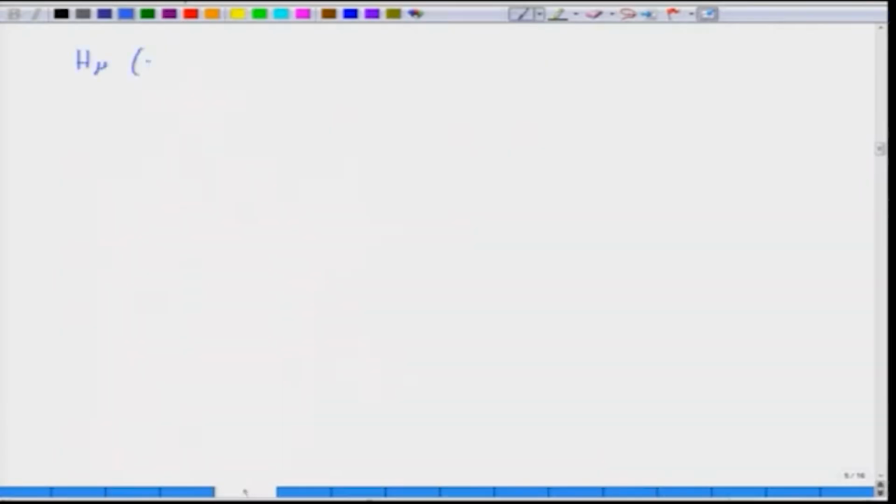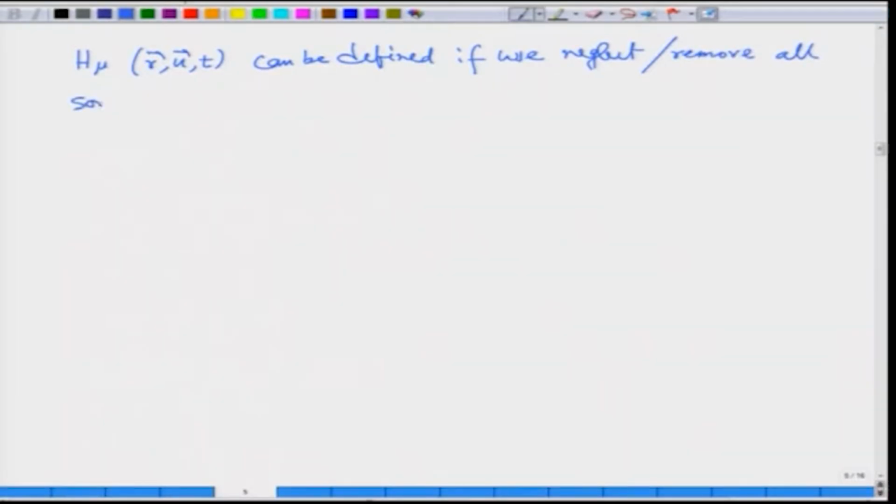h mu r u t can be defined if we neglect or remove all sort of interactions between particles.